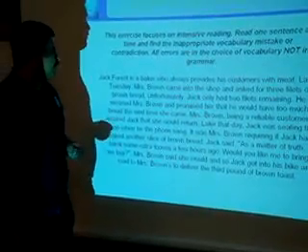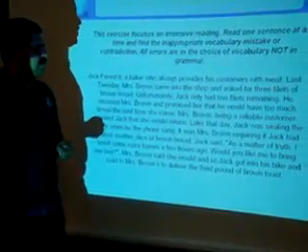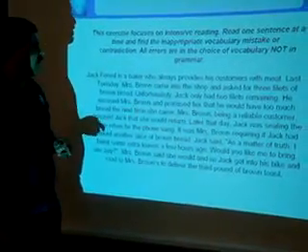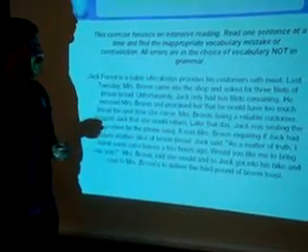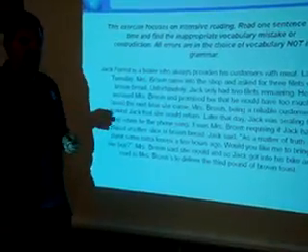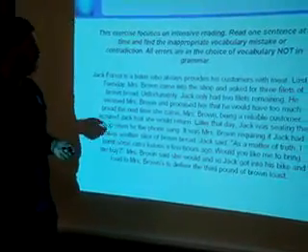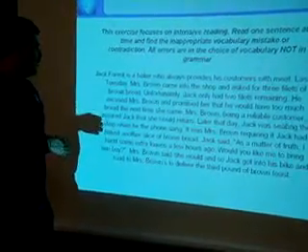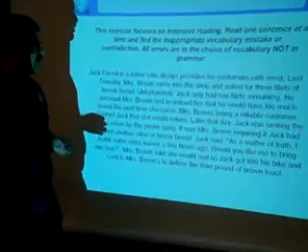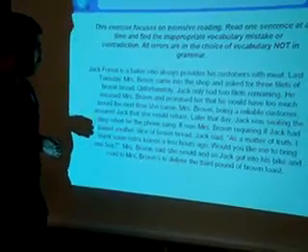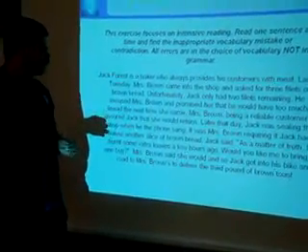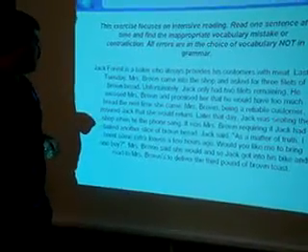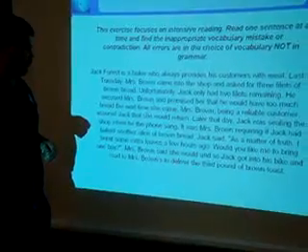Jack Forrest is a baker who always provides his customers with meat. Last Tuesday, Mrs. Brown came into the shop and asked for 3 fillets of brown bread. Unfortunately, Jack only had 2 fillets remaining. He excused Mrs. Brown and promised her that he would have too much bread the next time she came. Mrs. Brown, being a reliable customer, assured Jack that she would return.